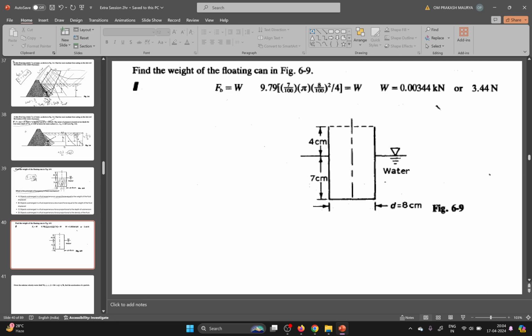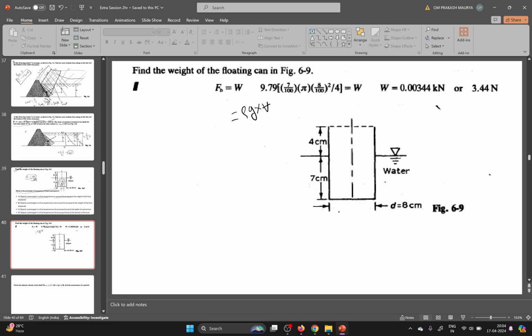Your force of buoyancy will be equal to the weight of the water displaced, and the weight of the water displaced is nothing but rho g. If the diameter is d, definitely it will be the unit weight of water into the volume.